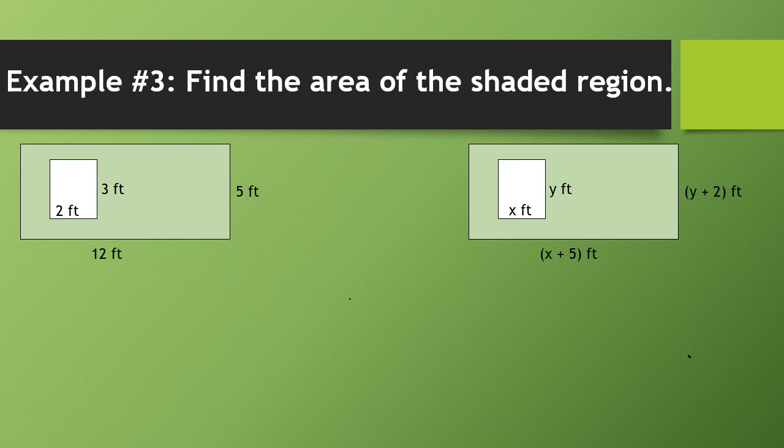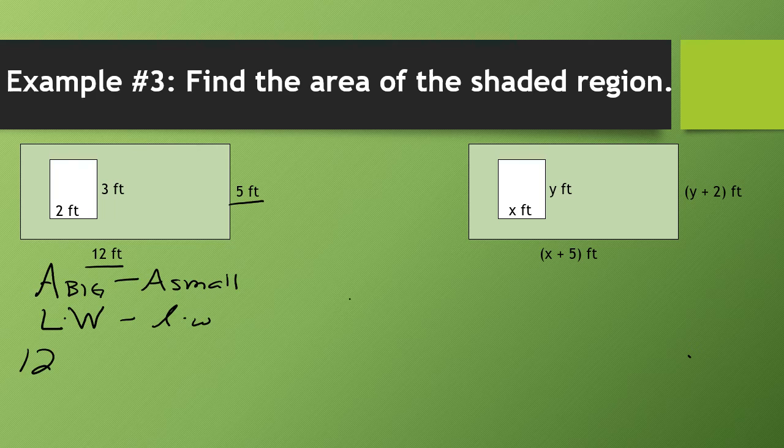So let's do these rectangles. I'm going to take the area of my big rectangle and subtract the area of my small rectangle. The area of my big rectangle, I'm going to use capital letters, is length times width. The area of my small will be the small length times width. So here's big length, big width. So I have 12 times 5 minus 3 times 2. 12 times 5 is 60 minus 6. So the shaded area here is 54 feet squared.